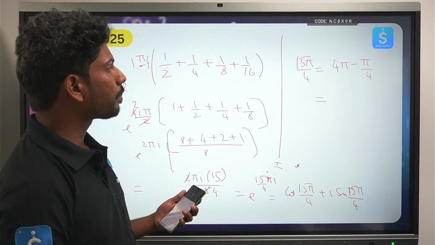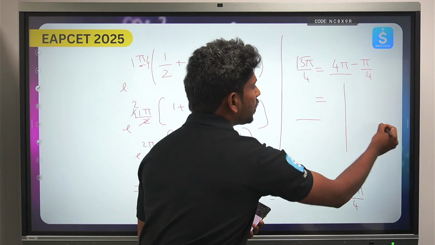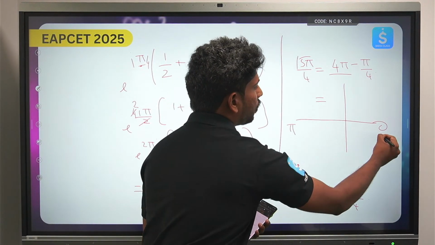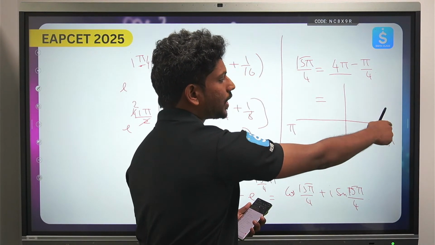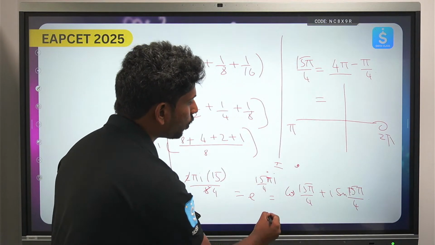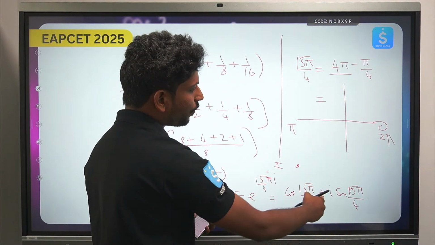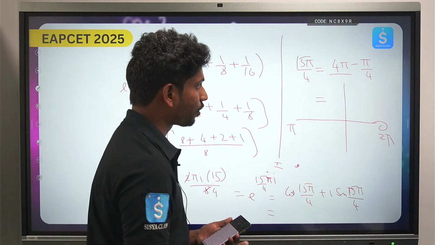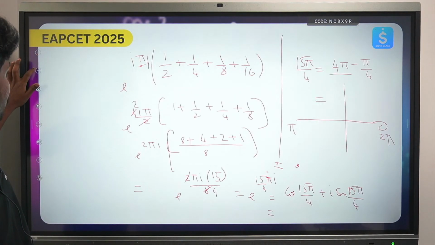So this will become 15 pi by 4. 4 pi you can treat it as the value of 0. How is it here? 0 pi, 2 pi, 3 pi, 4 pi, all the even integral multiples of pi lie here. So 4 pi minus pi by 4 belongs to the fourth quadrant. So in the fourth quadrant, this is nothing but acting just like 0. So cos minus pi by 4 plus i sin minus pi by 4. That is what the whole answer is.